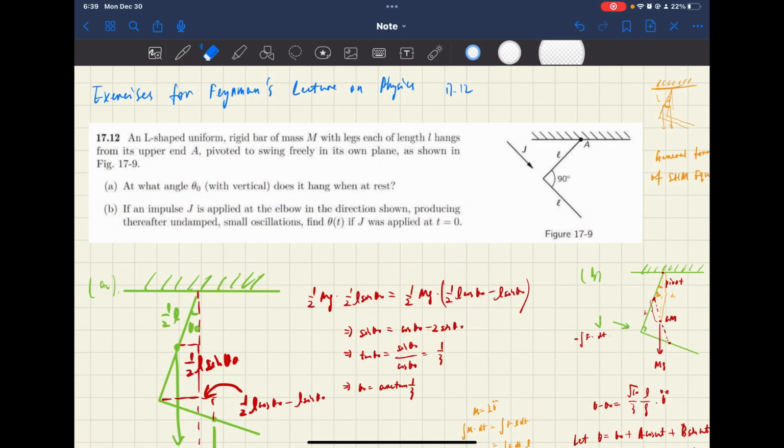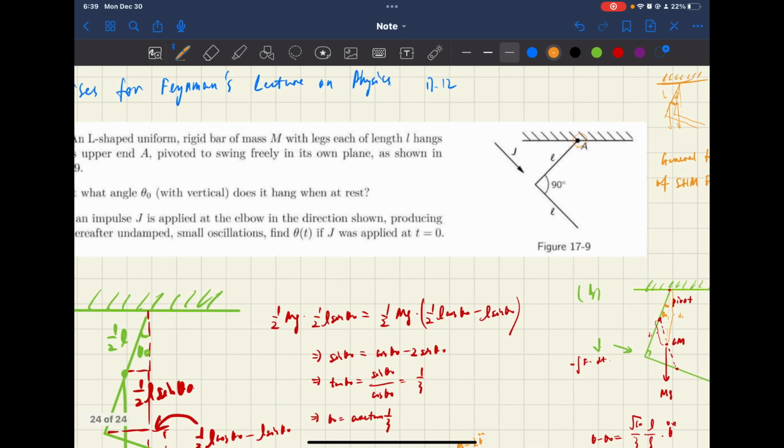Okay, without further ado, let's get into this problem. So let's first read it. An L-shaped uniform rigid bar of mass m, with legs each of length L, hangs from its upper end A, pivoted to swing freely in its own plane, as shown in the figure. So here's the pivot, and the first question.